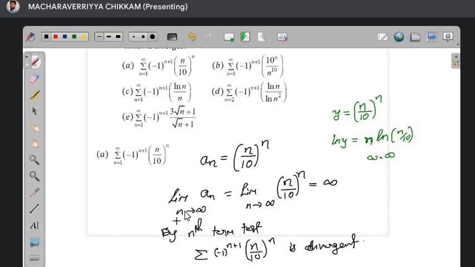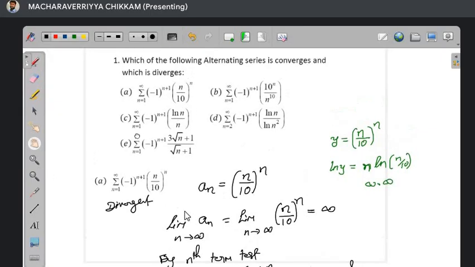Remember one thing: this nth term test is applicable for all series. While discussing the nth term test, we did not discuss whether a_n has to be positive or not. It is applicable for all kinds of series. If the limit of the nth term is non-zero, you can directly say that the original series is divergent. Now let me take problem 2.